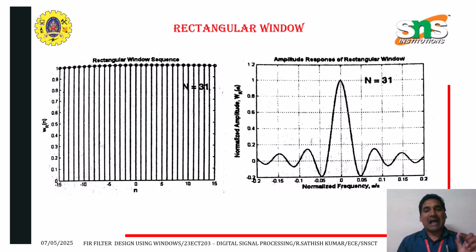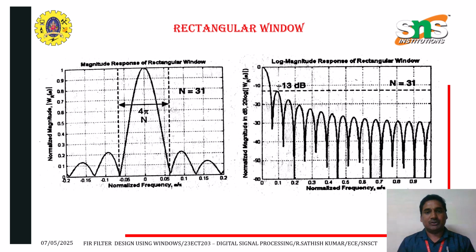While taking the amplitude response of the rectangular window, we can get it like this, N is equal to 31, with respect to normalized frequency and normalized amplitude. Now, for the magnitude response of the rectangular window, we can get 4 pi by N as the normalized frequency with N is equal to 31. While taking the log magnitude response of the rectangular window, we can see minus 13 dB with respect to normalized magnitude and normalized frequency.